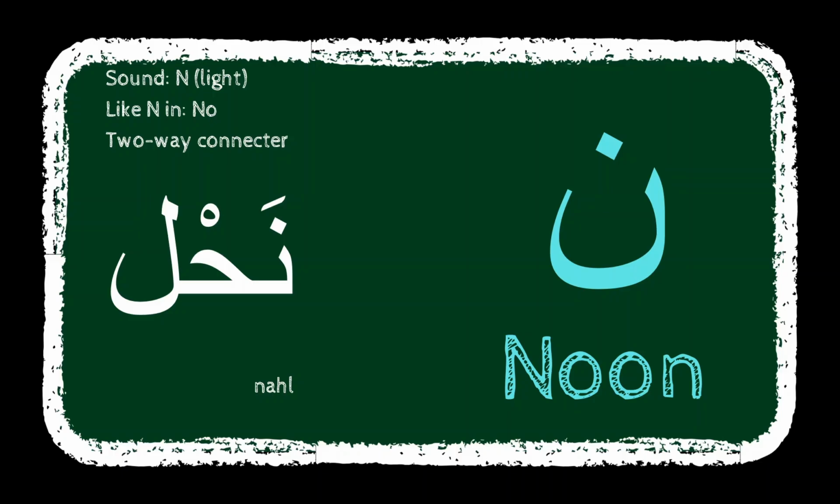The next letter is noon, and it's a light letter, and it's the same letter as the N in the word no. Okay, it's also a two-way connector, and it's pronounced na, like this word nahl. Nahl means bees. One more time, let's pronounce it. Na, nahl.